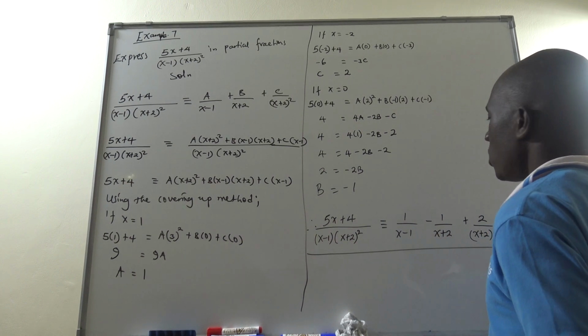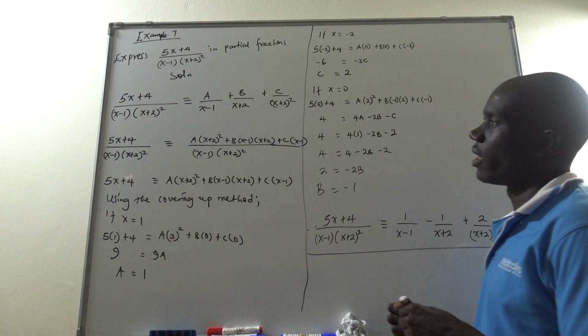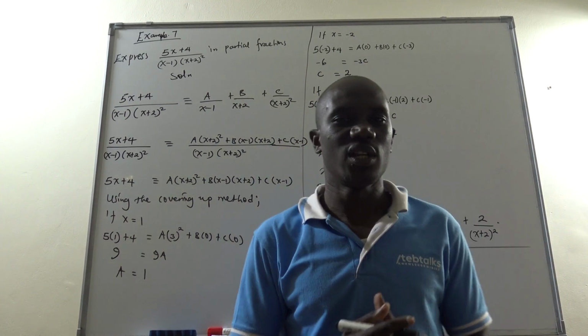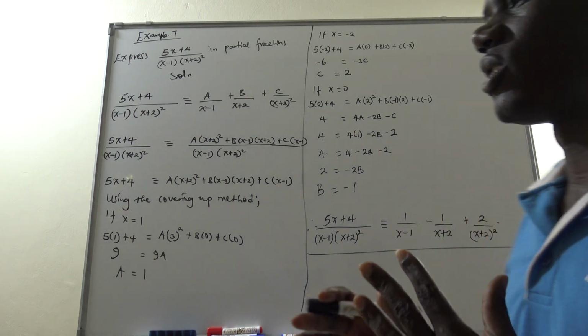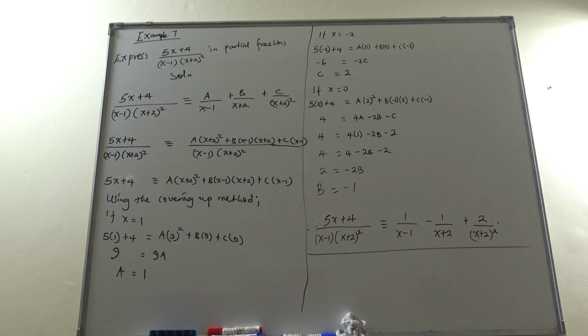So we have finished expressing this required number into the required fractions, and that's what we call expressing a certain number. Much as it has a repeated root, you have followed the right channel, and you can easily replace it into what has been asked for you, and you'll be able to get all the required marks.